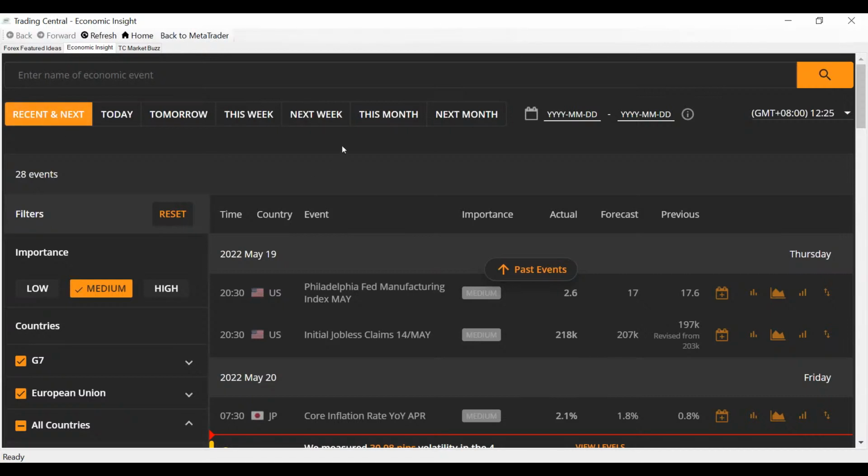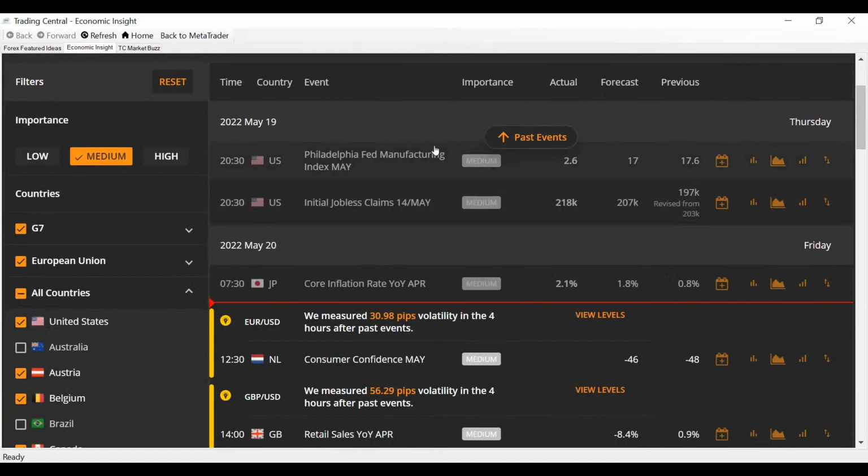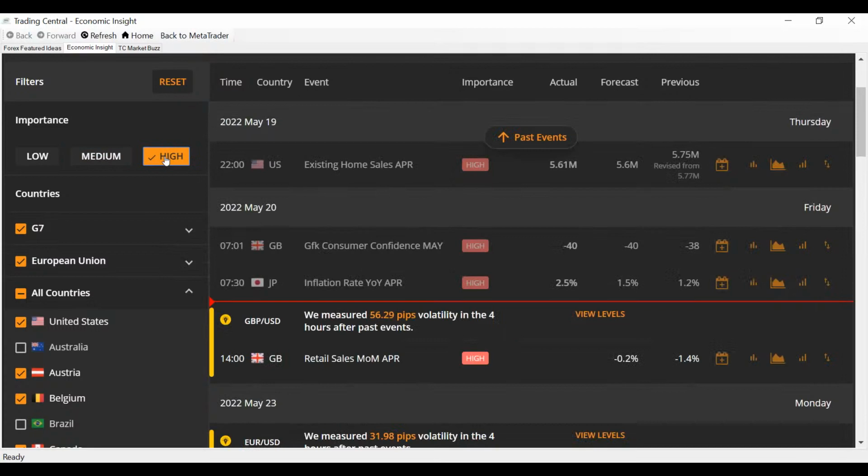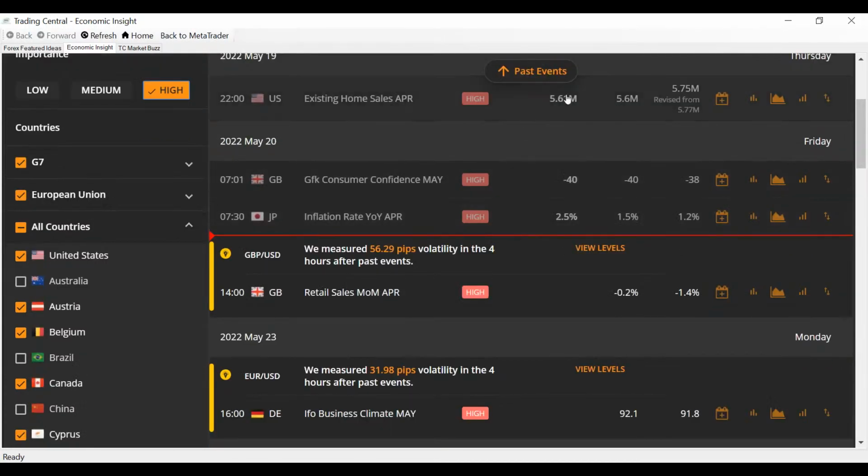So under this first tab, you would see what are the upcoming economic events and how much of an impact they would have on any currency pair. So there are many types of filters here. You can sort them by the level of importance. So let's say we try going for the high importance. For the high importance, upcoming, we have this data called the retail sales, and by their measure, this kind of event normally would stir a volatility of 56.29 pips in 4 hours post all these events.